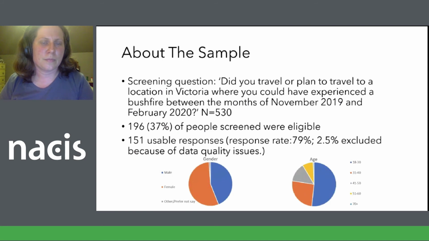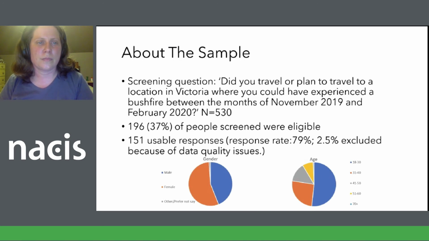In order to obtain participants who were eligible for the study, there was a screening question asked. If they were planning to travel around Victoria during the 2019-2020 summer, people were deemed eligible to participate. We had a total of 530 people respond to this question, of which 196 were eligible to move on to the survey.